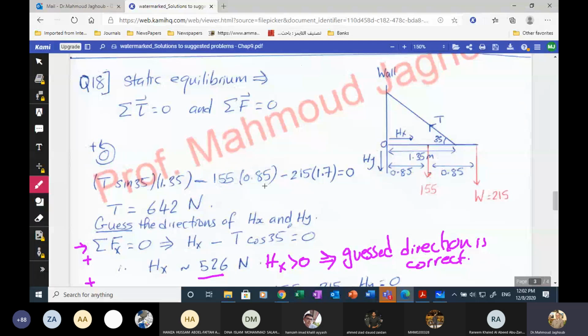So if I take torque about this point, counterclockwise as positive, I get T sine 30, which is the vertical component, multiplied by 1.35, which is the lever arm for the vertical component. طبعا the horizontal component does no torque because it goes through the point, minus 155 multiplied by its lever arm, which is 0.85, which is half the length, minus 215, the weight of the sign, multiplied by its lever arm, which is 1.7, all that equals 0. And the only unknown is the tension. And immediately, if you do your numbers correctly, you get 642 newtons. So this is the value of the tension.